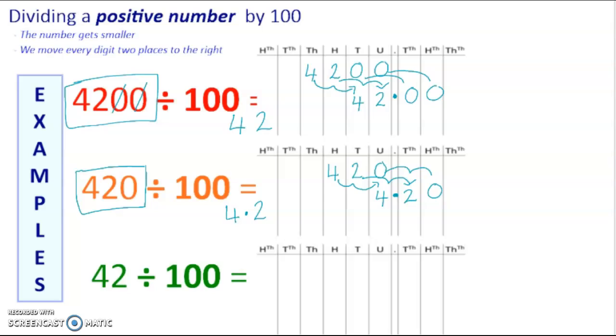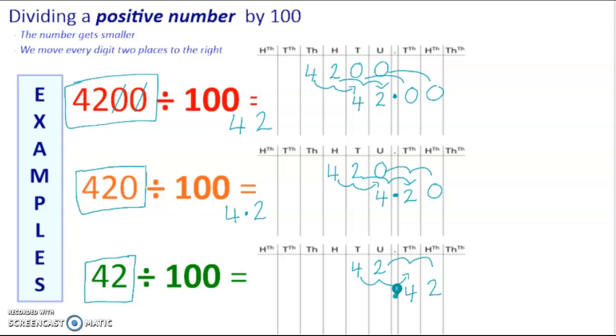Let's have a look at my final really tricky example, and the green one is 42 divided by 100. Again, I'm going to put them in my place headings, 4 in the tens column and 2 in the units. And because I'm dividing by 100, every digit is going to move 2 places to the right. 1, jump, 2. Jump, 2. My decimal point never moves.